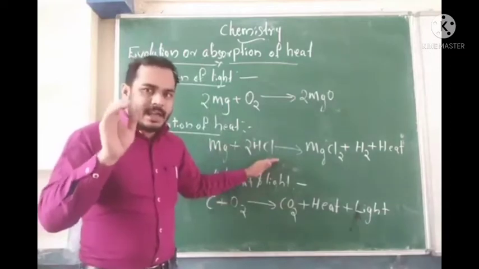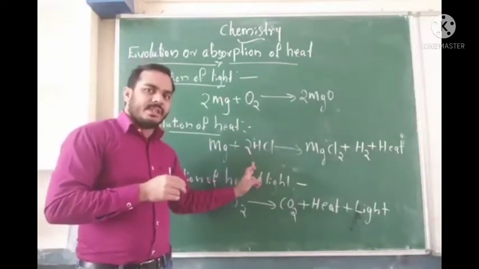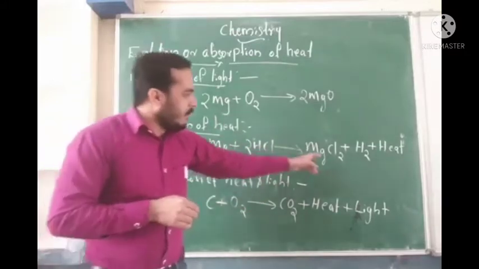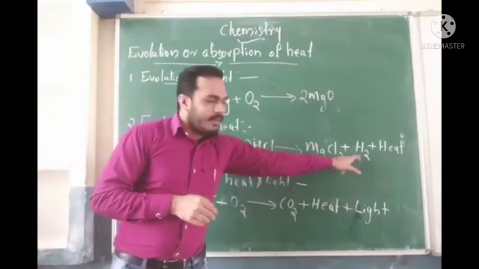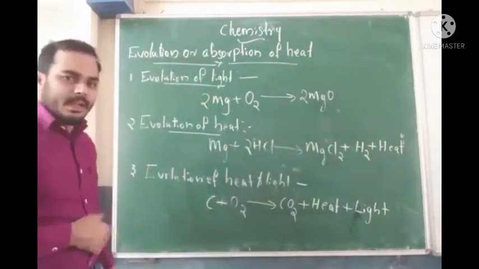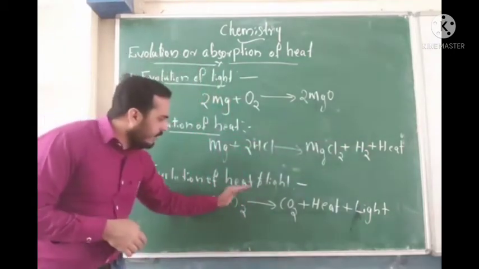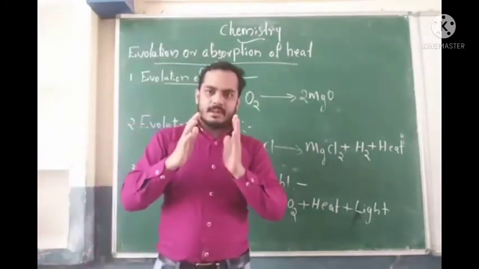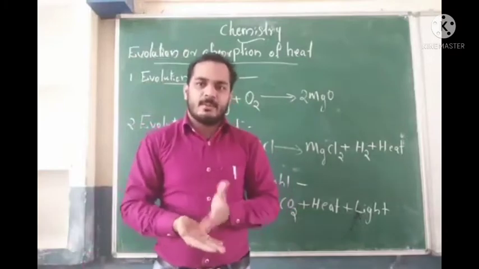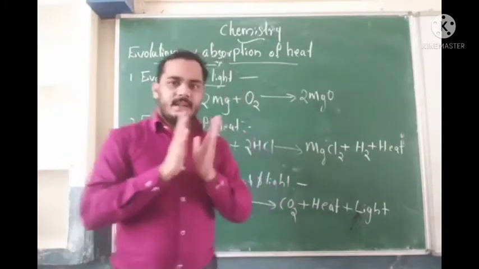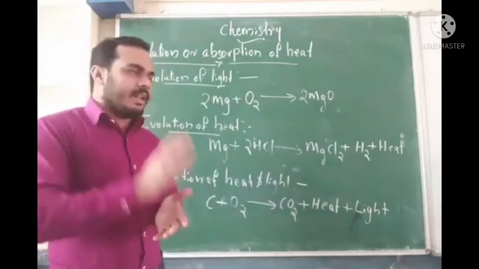So what are the reactants in this reaction? Magnesium and hydrochloric acid. What are the products? The products are magnesium chloride, hydrogen and heat energy. Okay, and come to the third topic, evolution of heat and light. In some chemical reactions, light energy is also formed, and light and heat energy are produced in the same reaction.